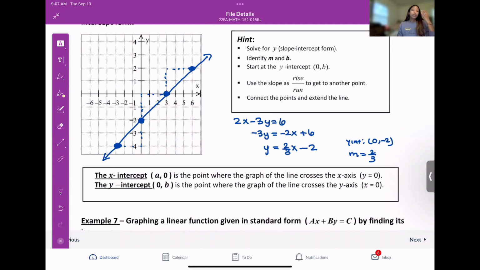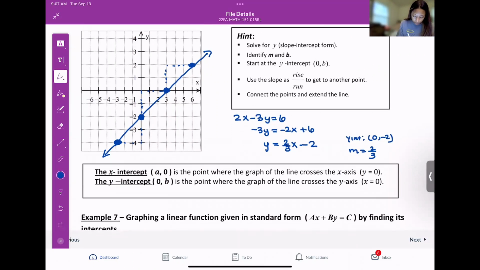All right, moving along. There's a nice definition here. We've talked a little bit about this already. We've said several times that the y-intercept is where the graph crosses the y-axis, and it's the point 0, b. We also have an x-intercept. That's the point where the graph crosses the x-axis, and that's going to be of the form a, 0. So the x-intercept has a 0 for the y-coordinate, and the y-intercept has a 0 for the x-coordinate.